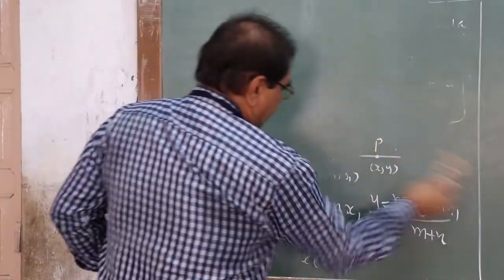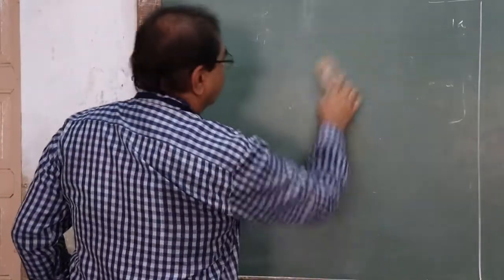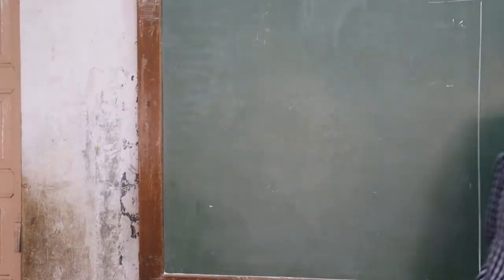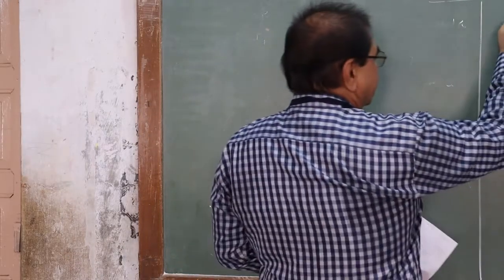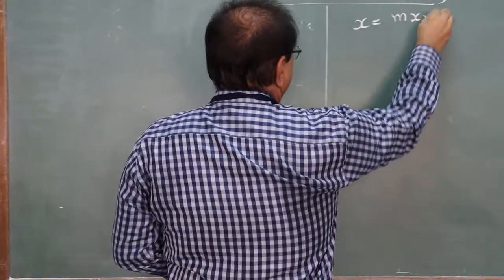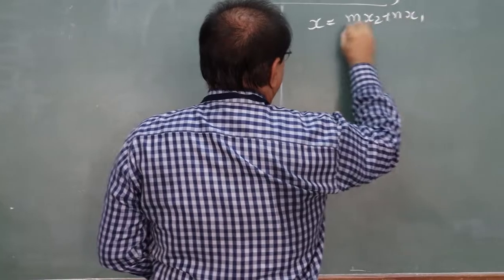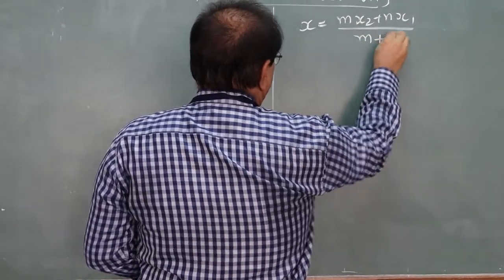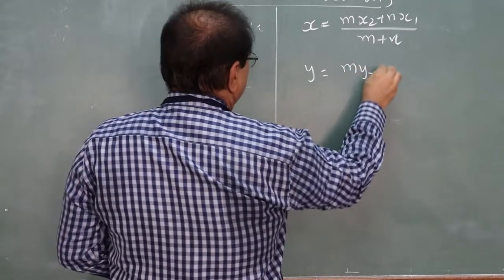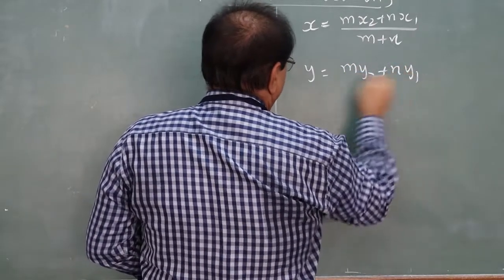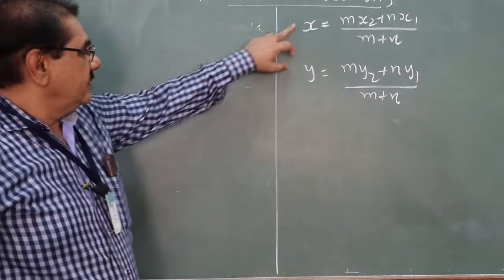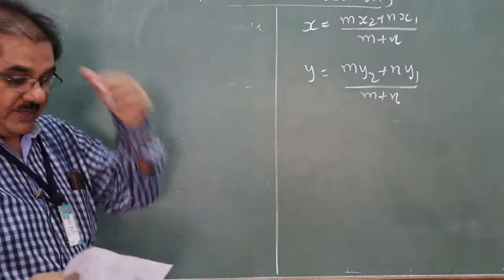For your convenience, I write the formula on the board, and when the time comes, we can use it. So I write it on this side just for your safety. x is equal to mx2 plus nx1 whole upon m plus n, and y is equal to my2 plus ny1 whole upon m plus n. So these are the coordinates x and y for the point P.